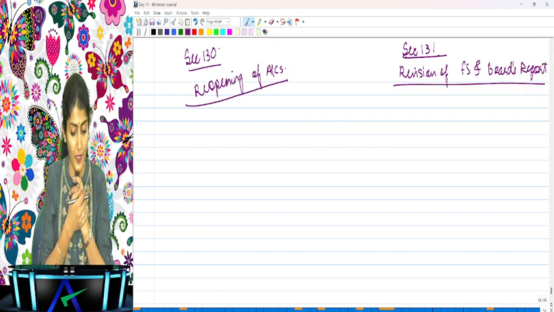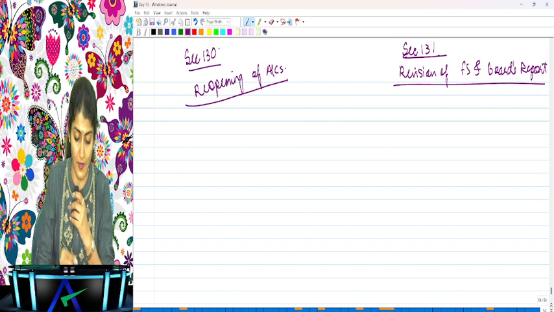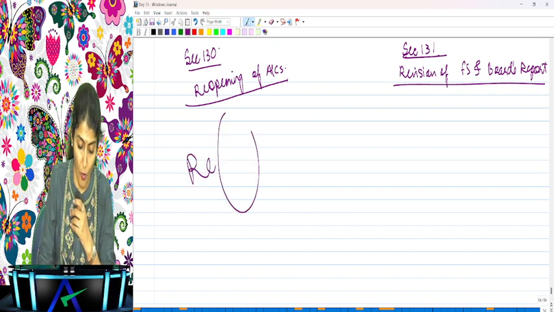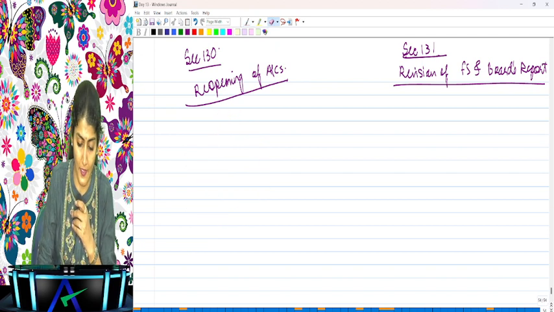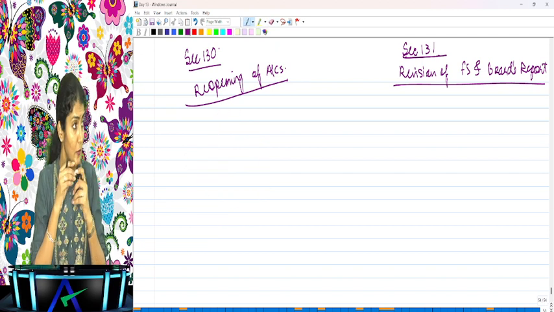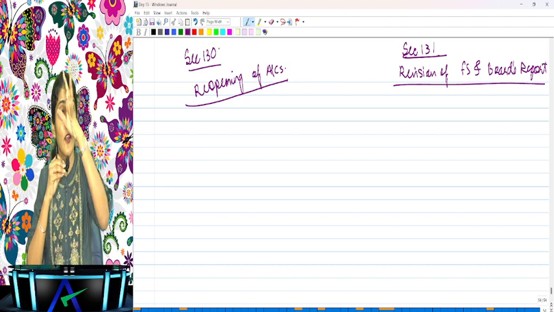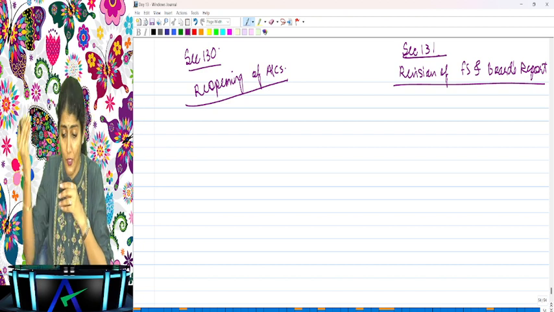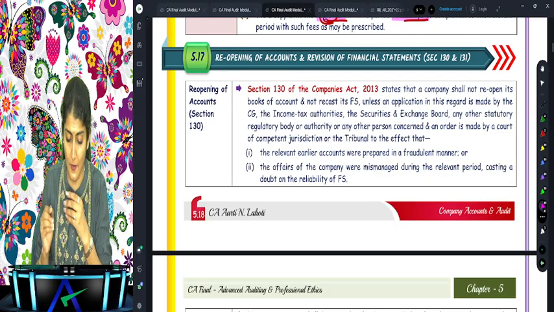Are you all with me? Reopening, right? So that is section 130, and then the other one has to be 131. Are you all with me? Right? Reopening of the accounts and the revision of the financial statements and the board report.